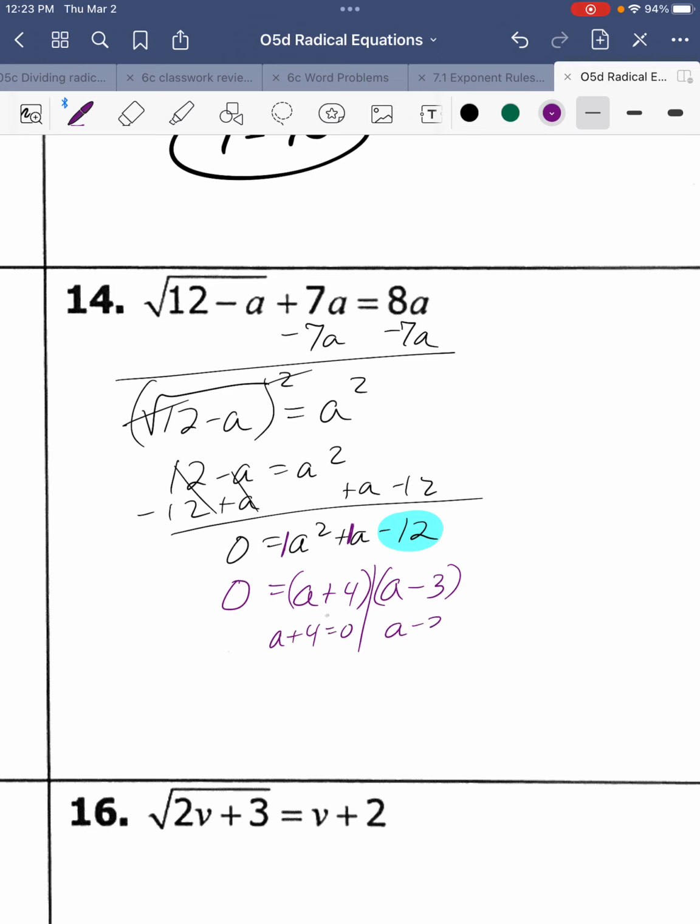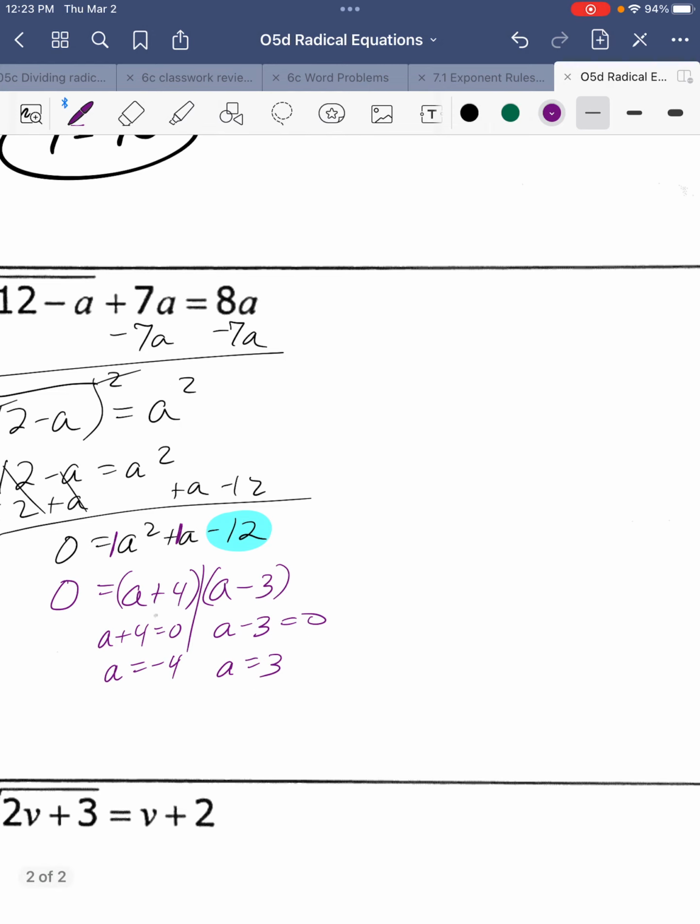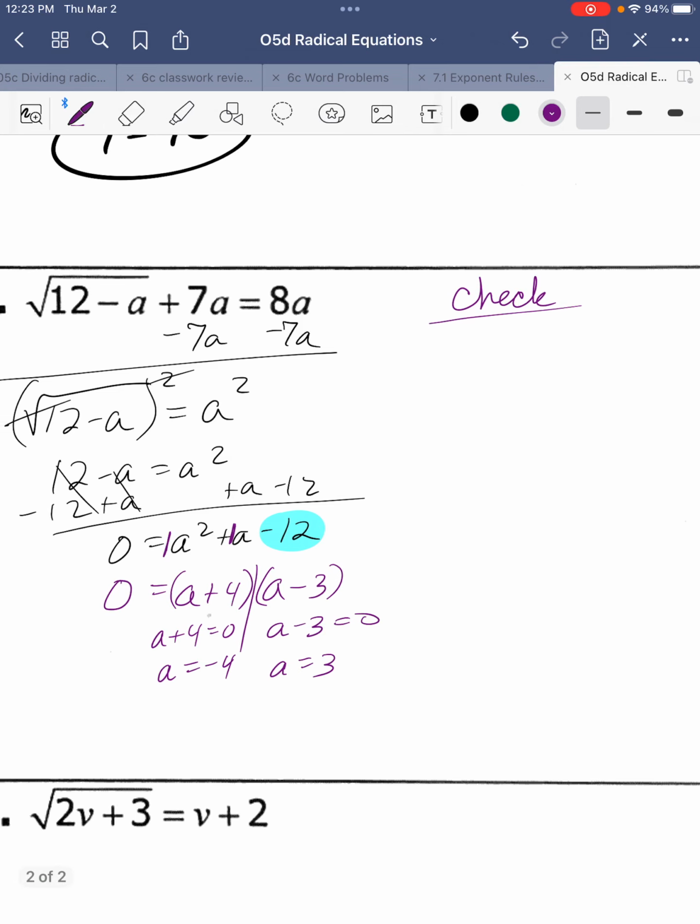Now set each factor equal to 0 and solve those little equations, one-step equations. So we have a equals negative 4 and a equals 3. Now, we're not quite done yet. We had a quadratic, so we need to check for extraneous. What you're going to check with is the very beginning equation.